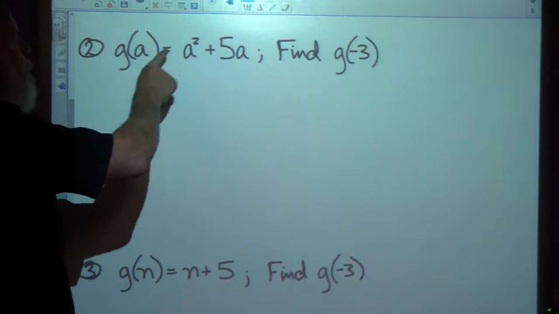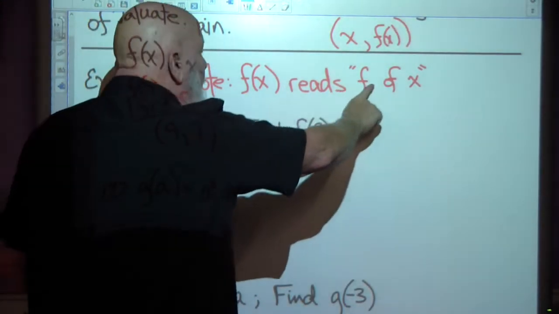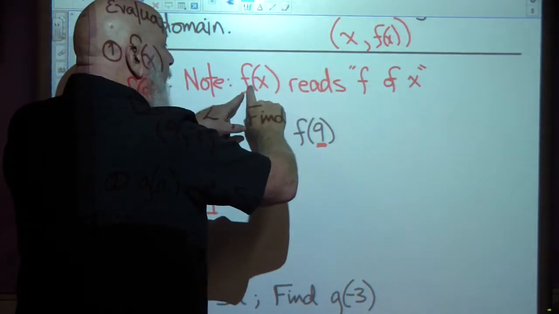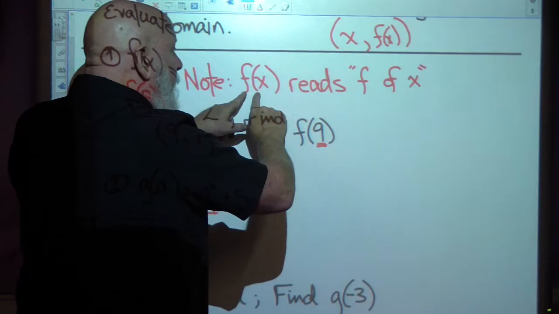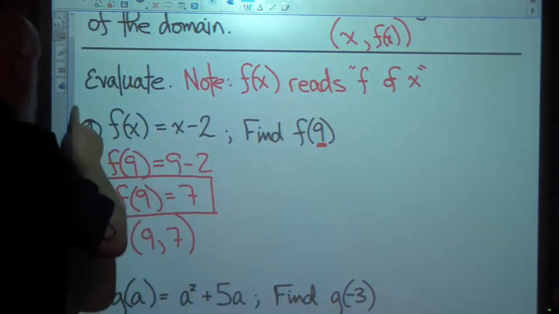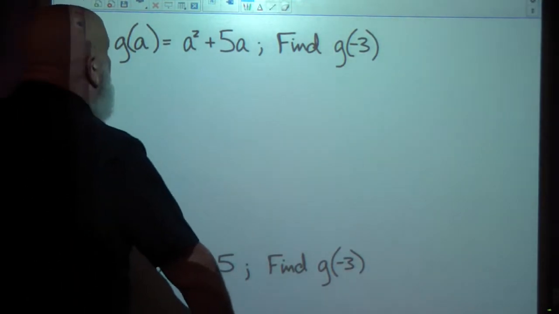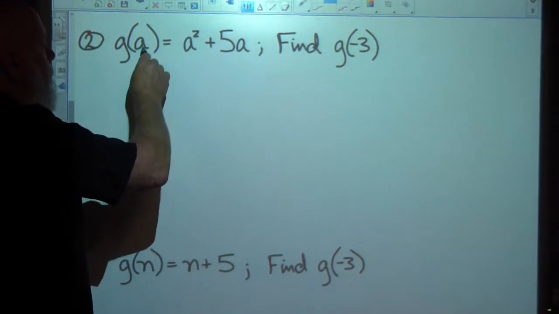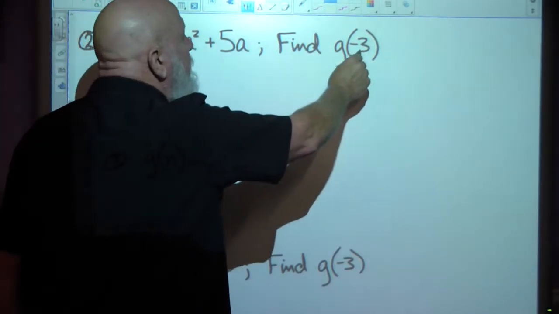Okay, here's another function, g of a. Remember, this reads f of x. If it's not an f and an x, we still read it the same way. If this was a g and this was an a, this would be g of a. It just tells us that we're definitely dealing with a function. G of a is a squared plus 5a. We want to find g of negative 3.